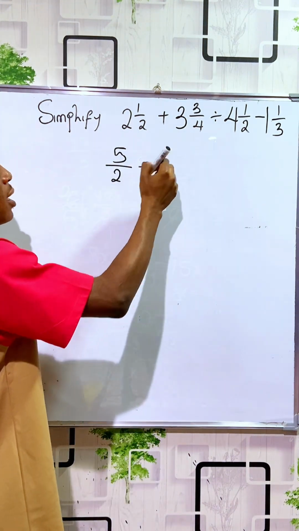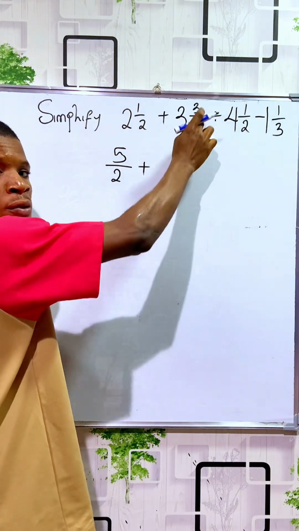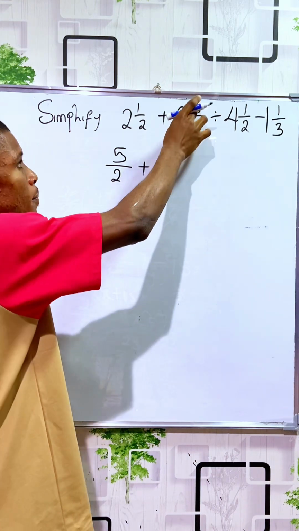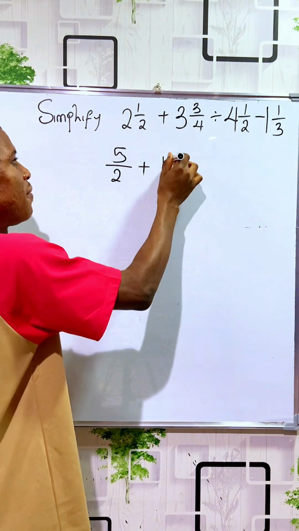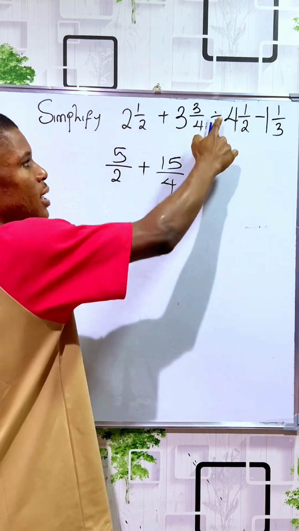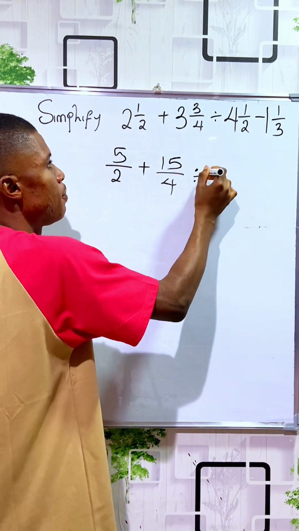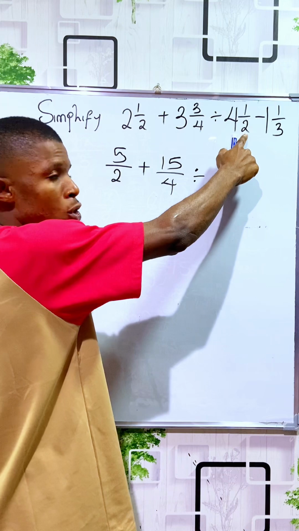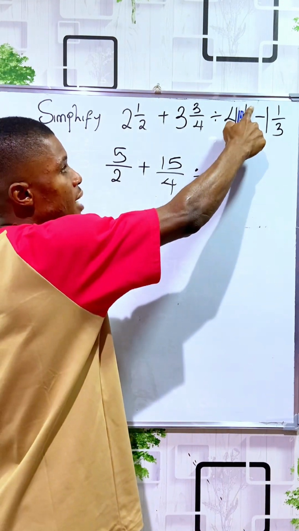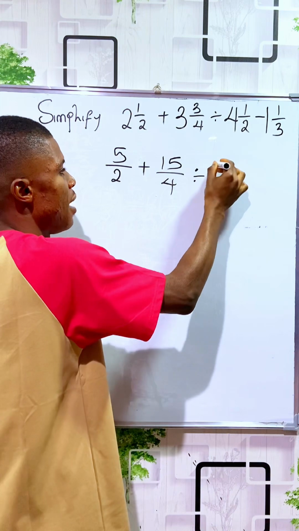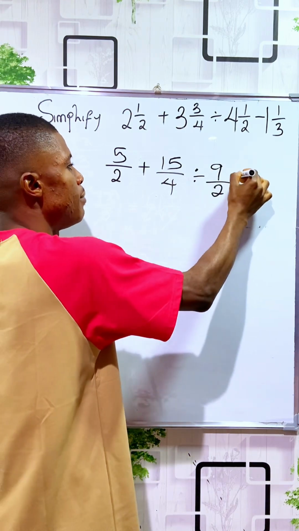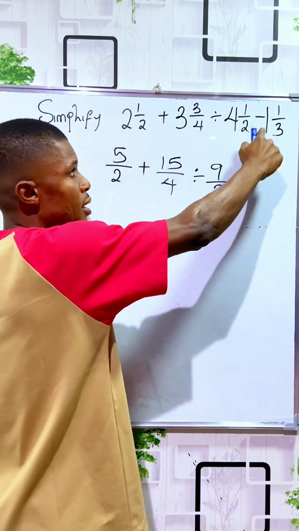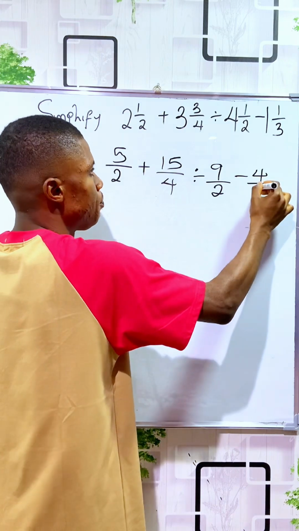Then for the next one, plus, you have 3 wholes, 3 over 4. You multiply the denominator 4 by 3 to get 12, plus 3, you have 15. You have it as 15 over 4. This is division sign, divided by 4 wholes, 1 over 2. Multiply the denominator to the whole, 2 times 4 to get 8. Add the numerator 1 to get 9. You have it as 9 over 2. Then minus, you see we have 1 whole 1 over 3. 1 times 3 is 3, plus 1 is 4. You have it as 4 over 3.